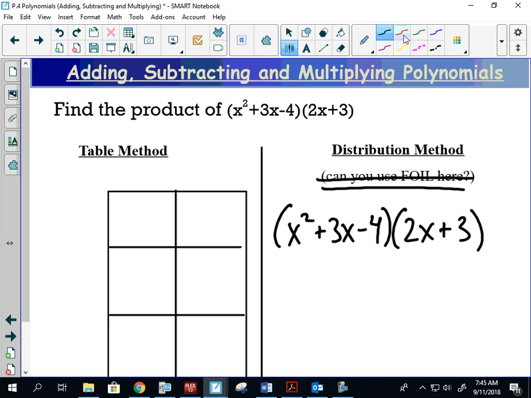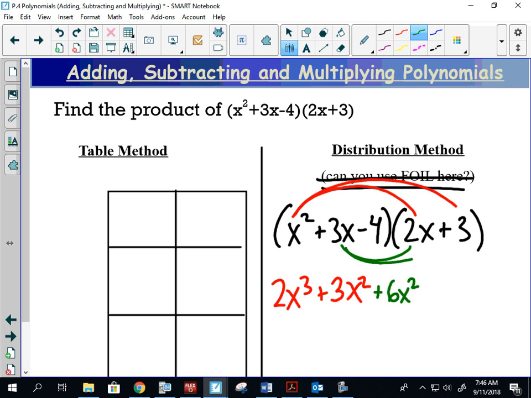I just need to distribute each of these in the trinomial twice. So x squared times 2x is 2x cubed. Then x squared times 3 is 3x squared. Now the 3x is going to go. 3x times 2x is 6x squared. And 3x times 3 is 9x. Last thing to go is the negative 4. Negative 4 times 2x is minus 8x. Negative 4 times 3 is minus 12.